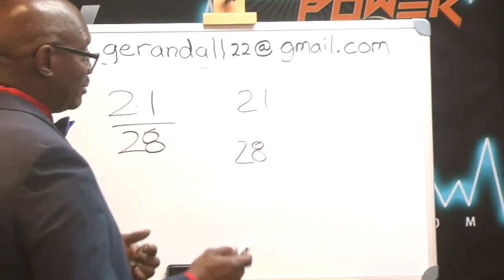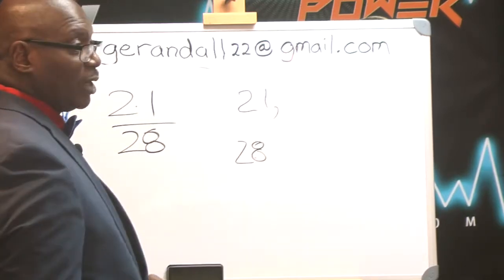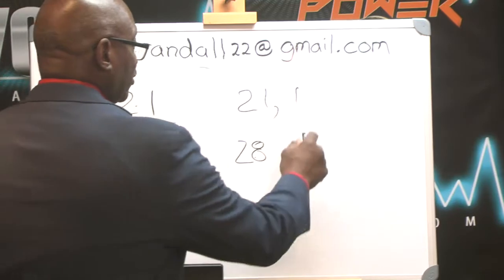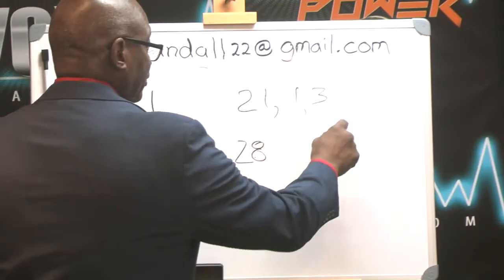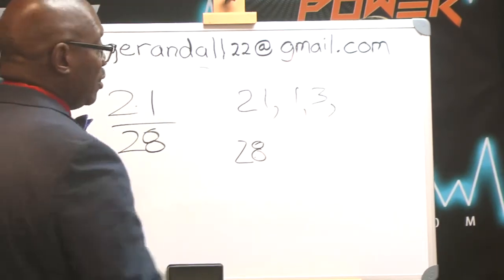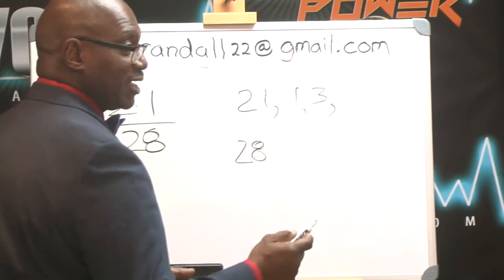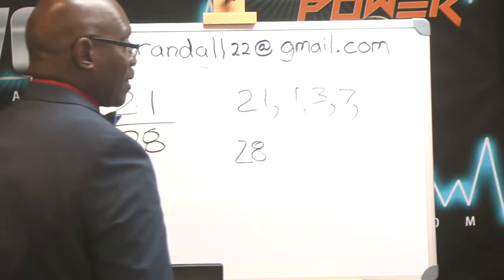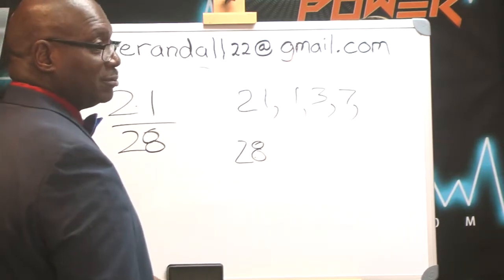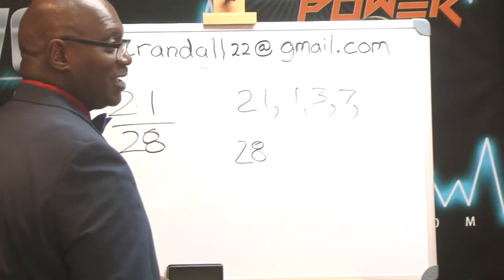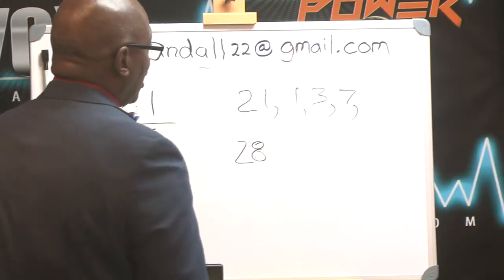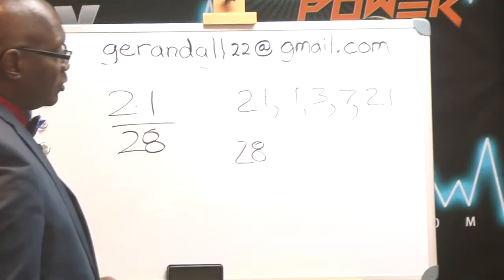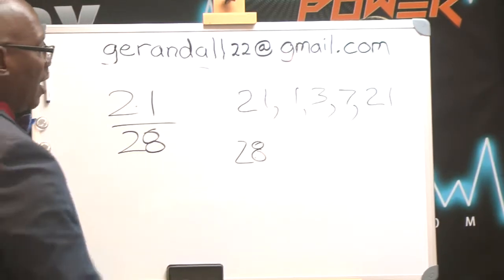Simple, basic math. Can 1 go into 21? Yes. Can 2? No. Can 3? Yes. Can 4? No. 5? No. 6? No. 7? Yes. 8? 9? 10? No. We get all the way up to 21. Those are the factors of 21.